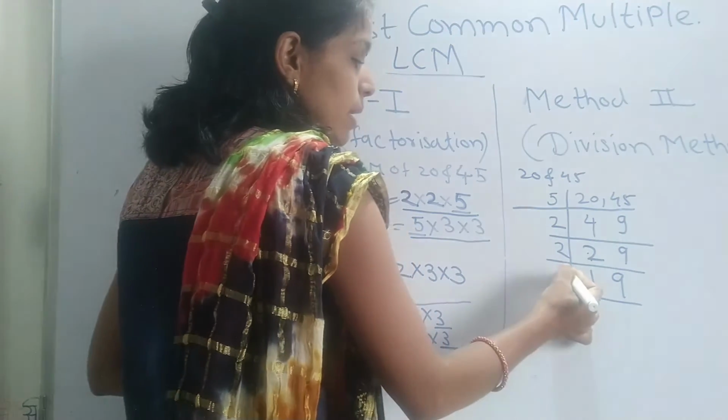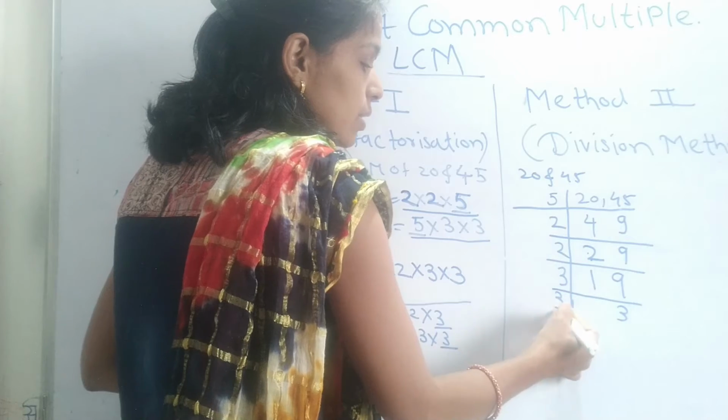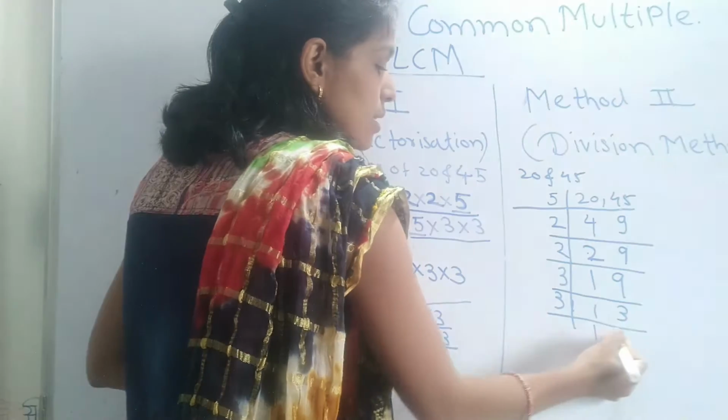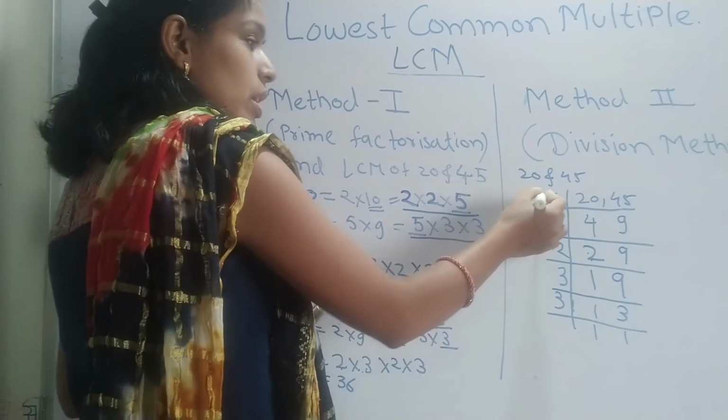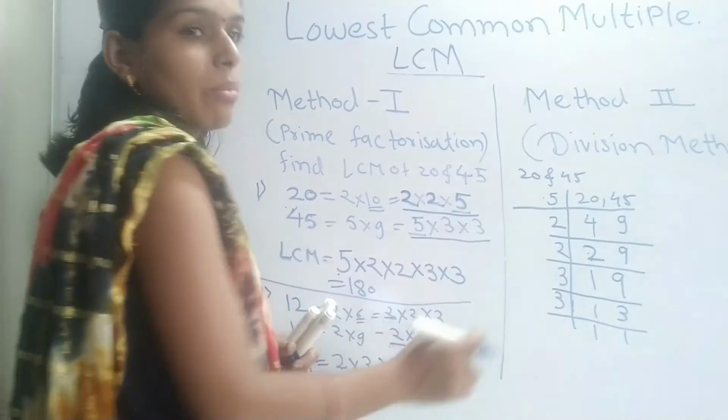This 9 is divisible by 3. 3 3s are 9. This 3 is again divisible by 3. This one comes as it is. So 3 1s are 3. To this side, in a division, there should be only prime numbers.